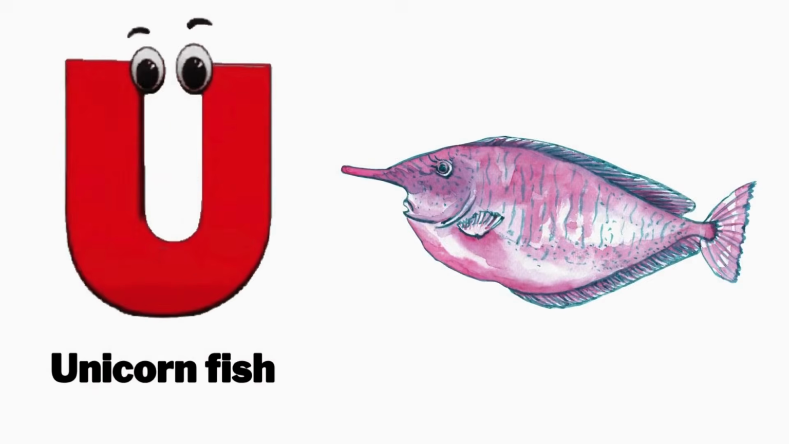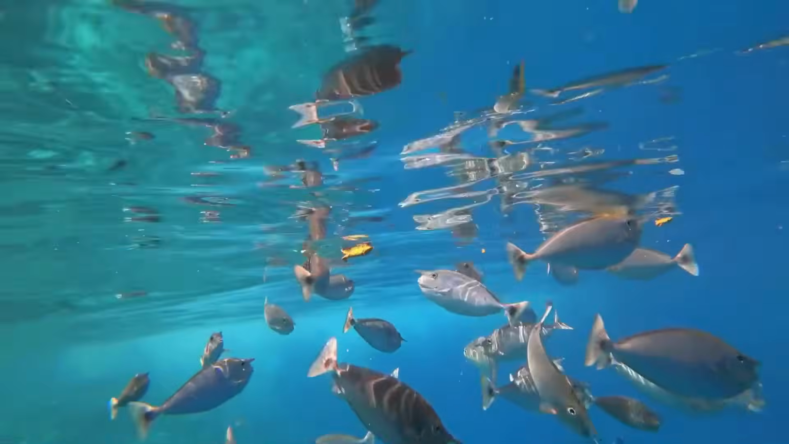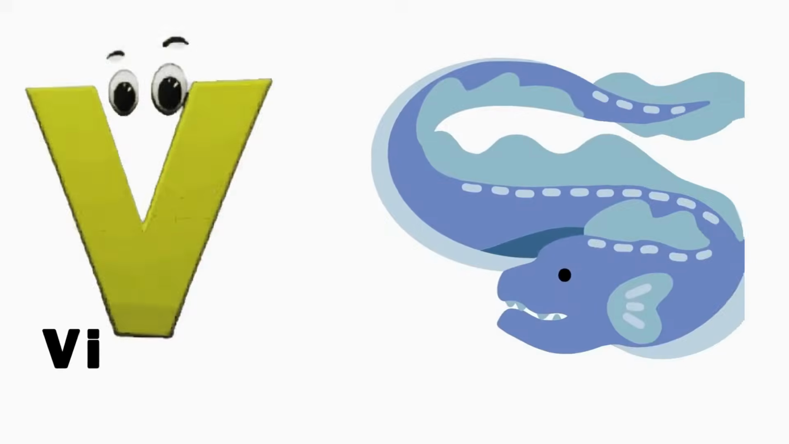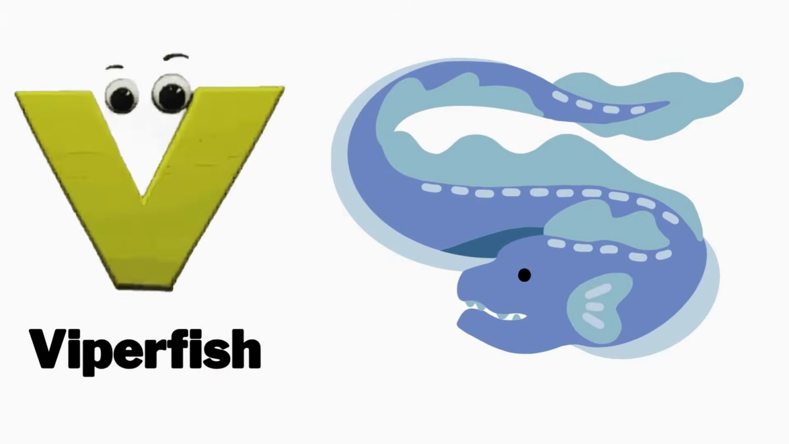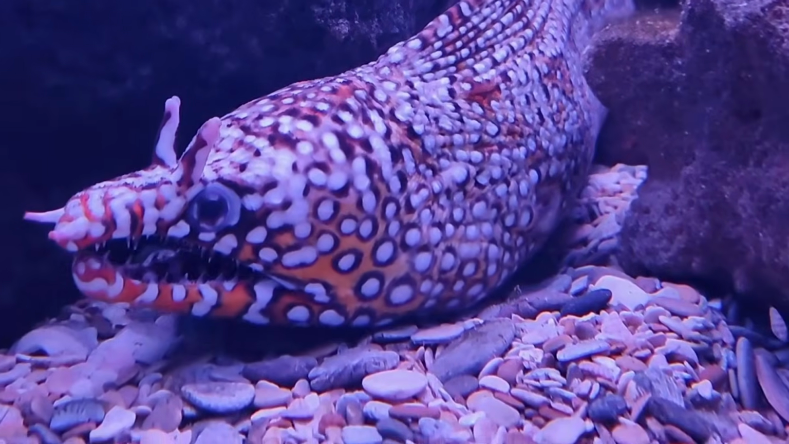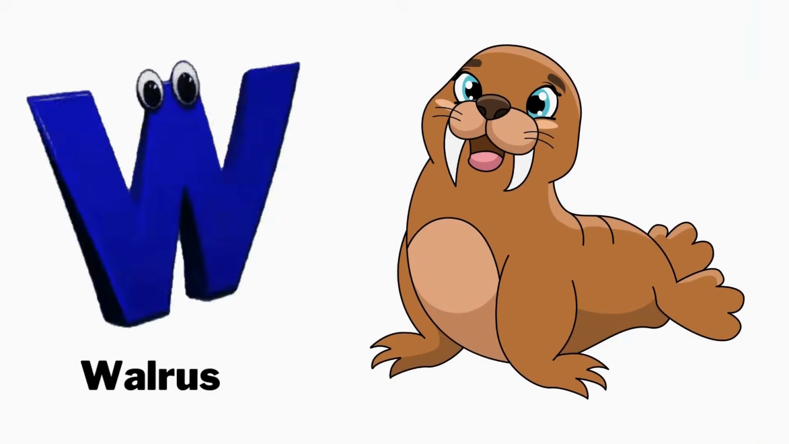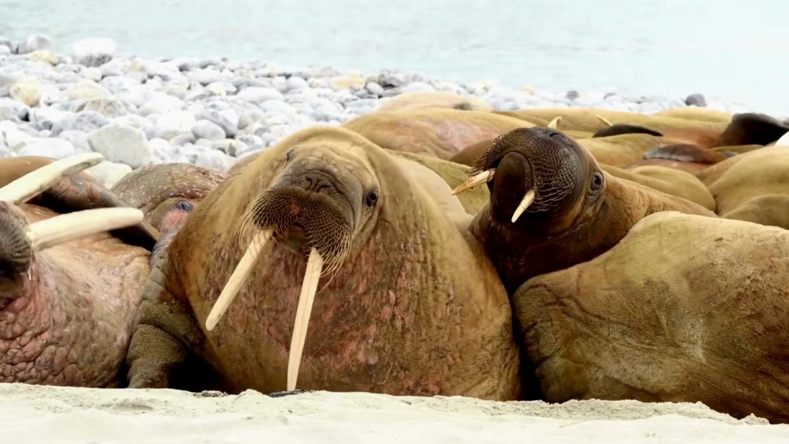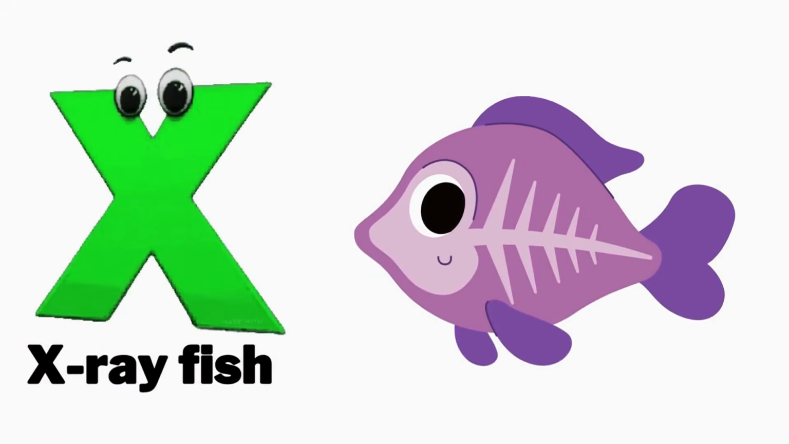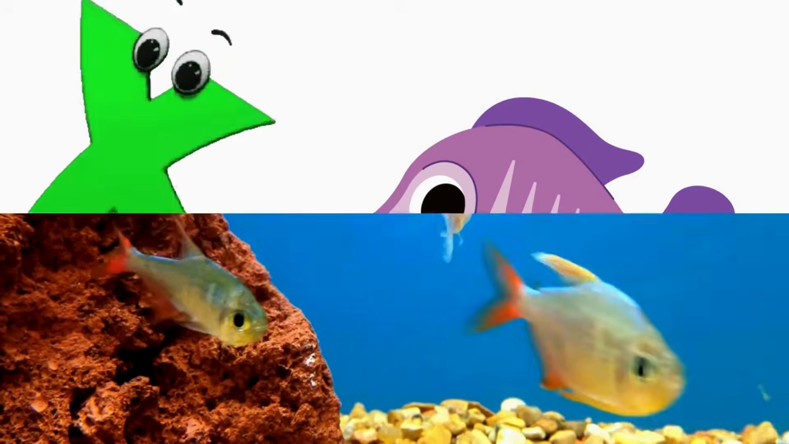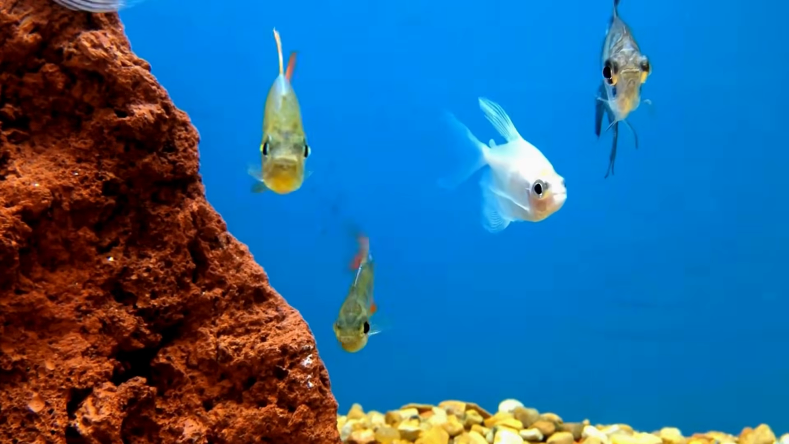U is for unicorn fish. Unicorn fish. V is for viper fish. Viper fish. W is for walrus. Walrus. X is for X-ray fish. X-ray fish.